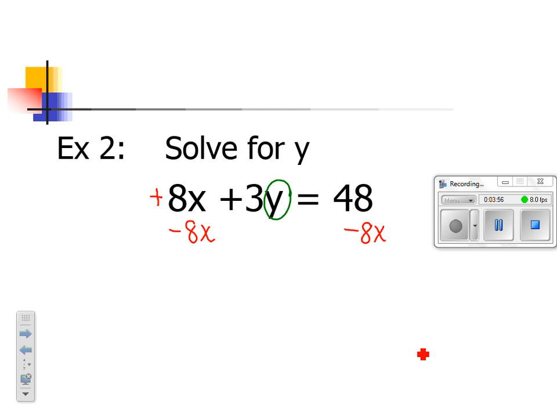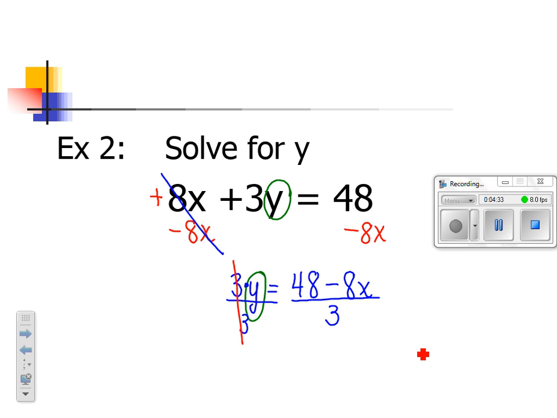Because we want to use inverse operations, we want them to cancel. And the only way we can cancel a positive 8x is if we subtract 8x. So now we have 3y equals 48 subtract 8x. Okay? Our goal is still to get that y alone. What's happening between the 3 and the y? Well, there's a multiplication sign we don't see. The opposite of multiplying is dividing. So we want to divide everything on both sides by 3.